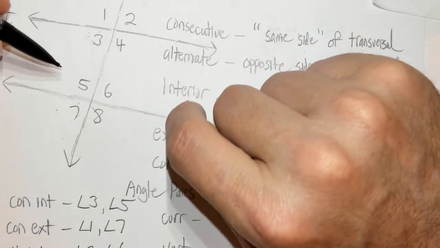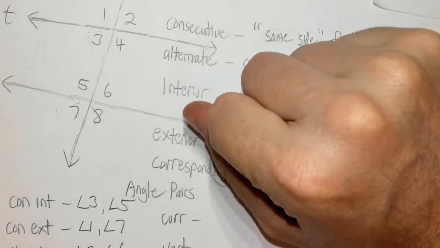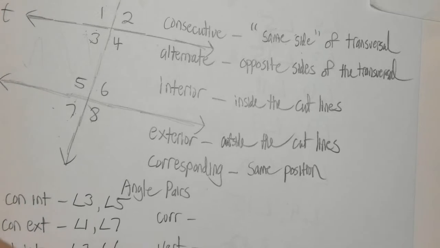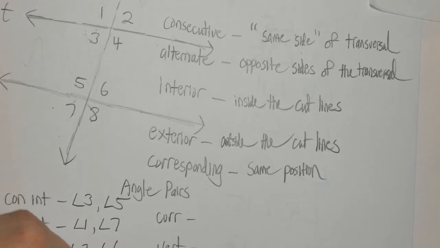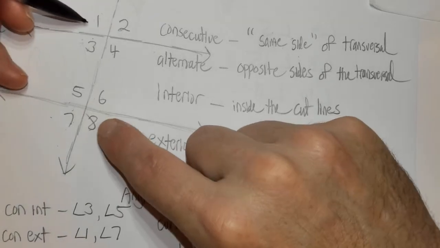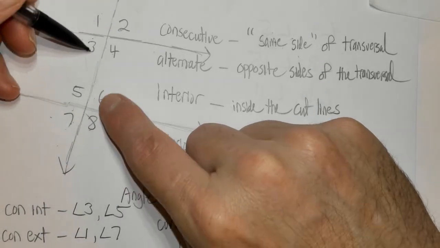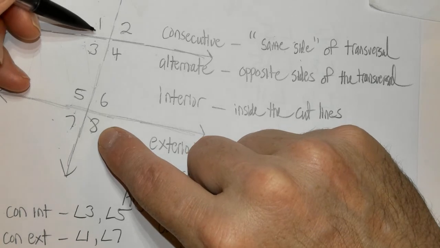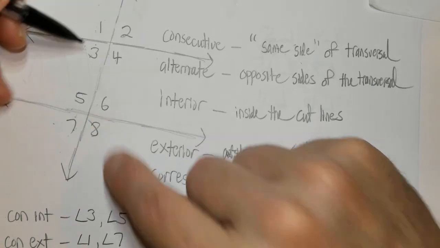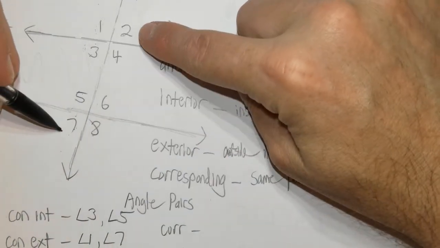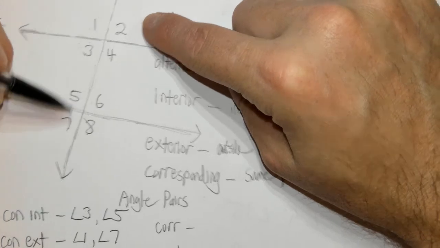Alternate exterior, okay, on opposite sides of the transversal but outside of the cut lines. For example, angle 1 and angle 8. They are on opposite sides, alternate, and they're outside of the cut lines. So, alternate exterior. Another pair of alternate exterior, by the way, would be angle 7 and angle 2.